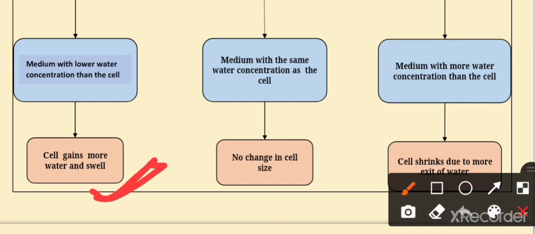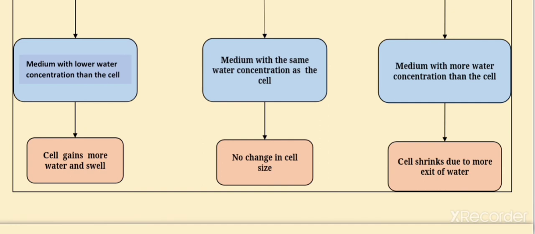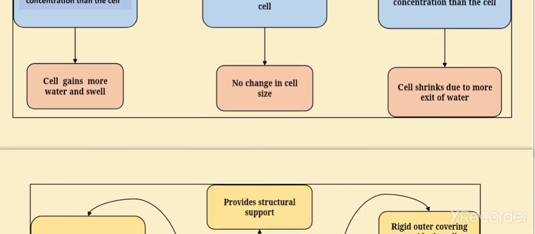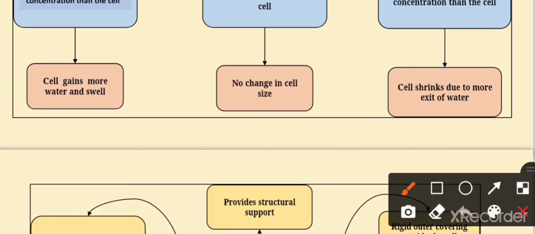स्वेल मीन्स फूलती है. Now second one, isotonic solution, what happened? No change, because outside and inside the cell both have the same concentration of water. So in this case no change occurs. Now the third one, what happened? The cell shrinks due to more exit of water.